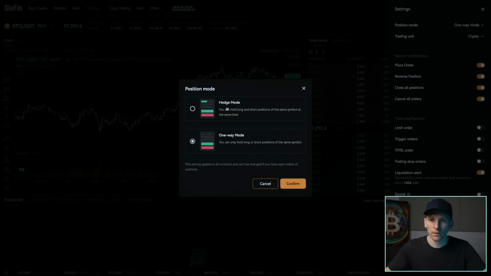If you go to hedge mode, you can actually go long and short 2 separate positions at the same time in the same asset. So you can have $1,000 long, maybe have a $500 short. So your net position is 500 long.